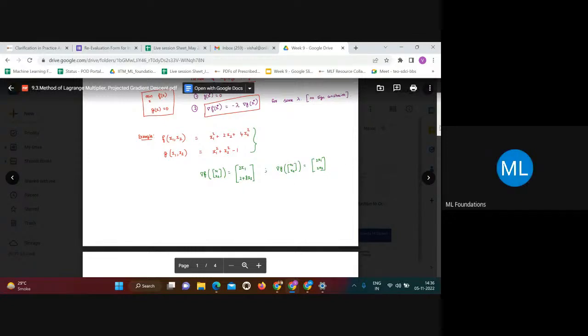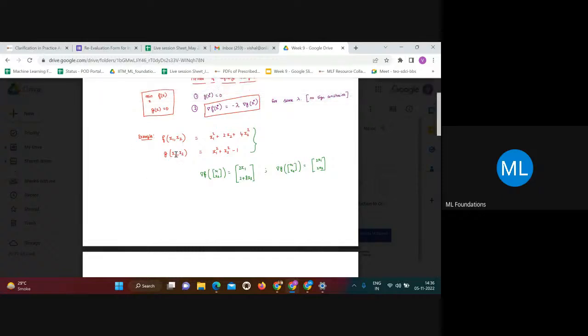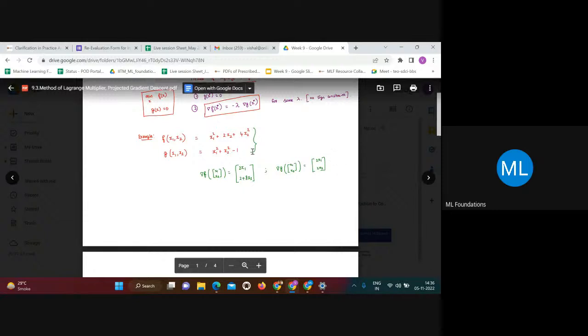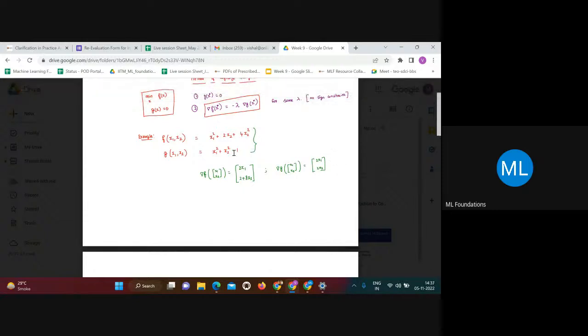At some point, the gradient, like we were talking, should be anti-parallel or parallel to each other. This is what we are solving for. We are just finding some point, and the necessary condition is that if you are finding that optimum solution, at that point both the gradient for the constraint and for the function should be parallel to each other.